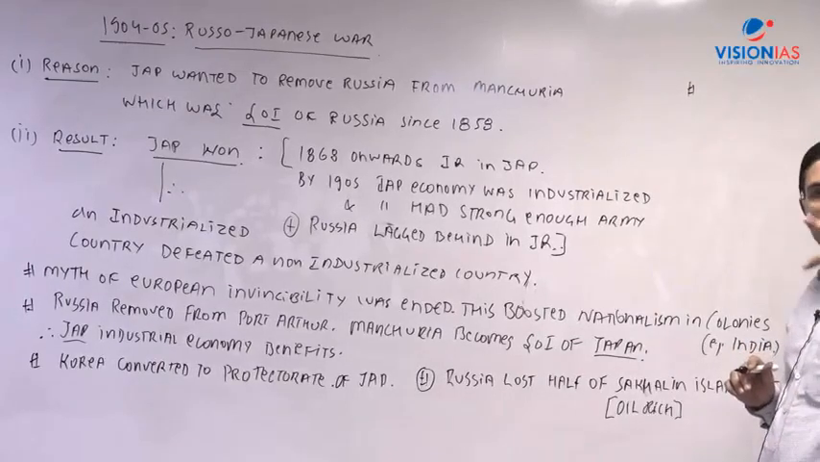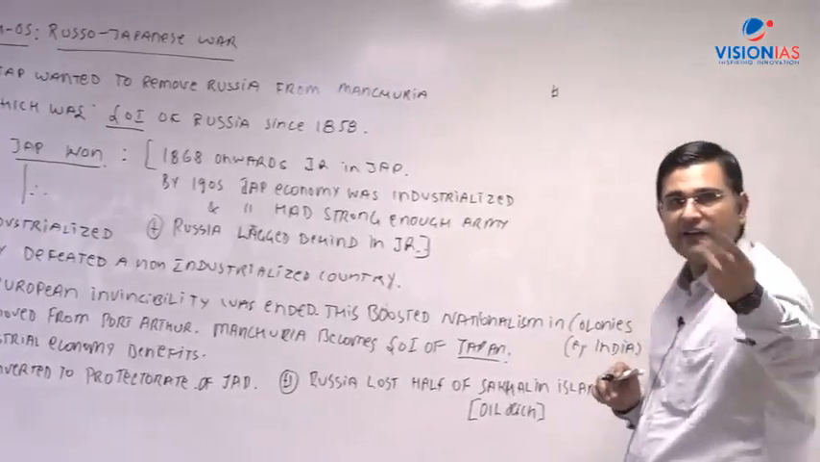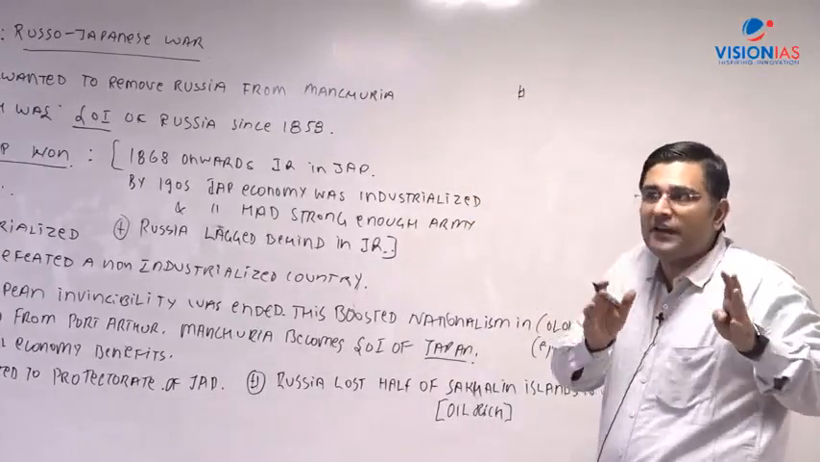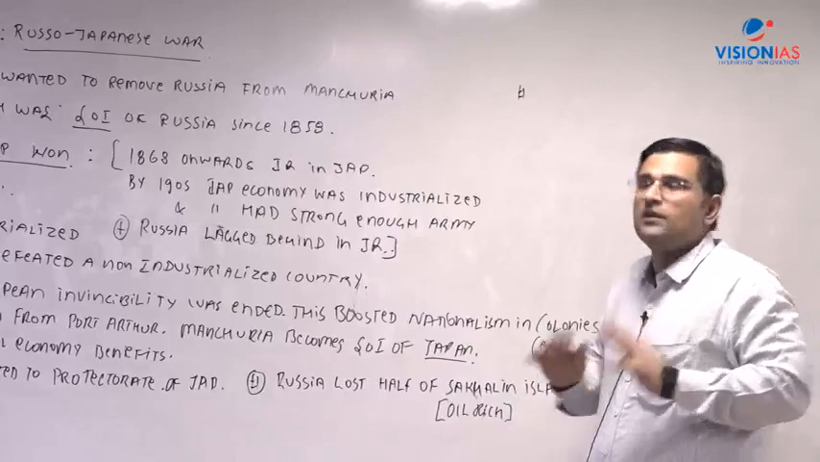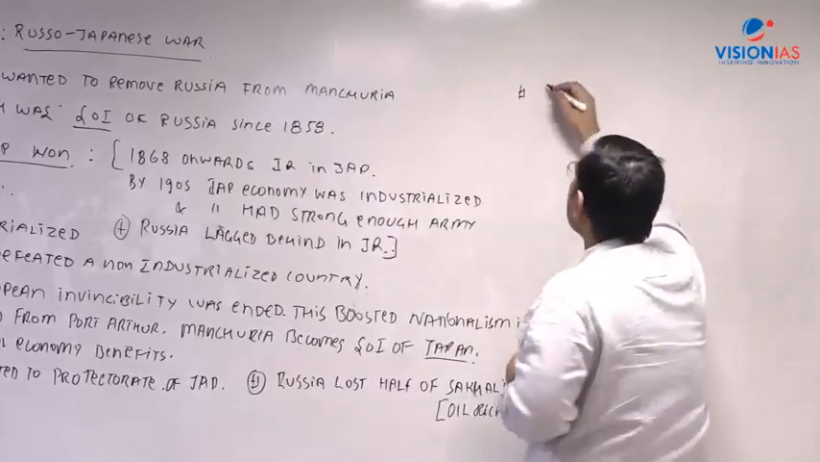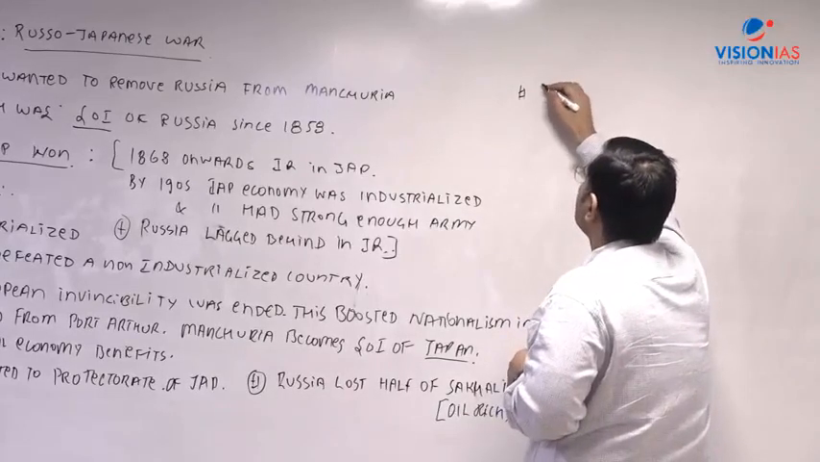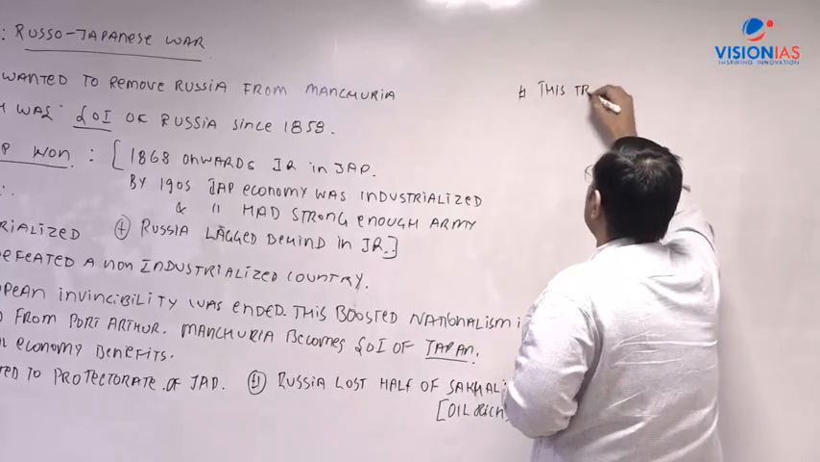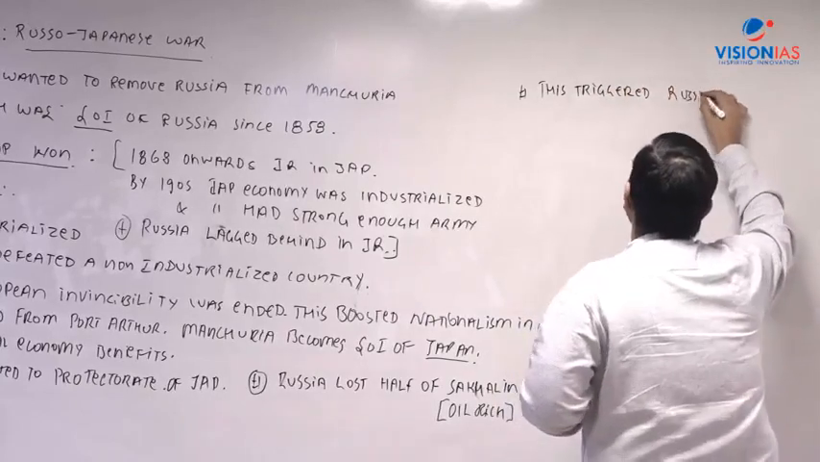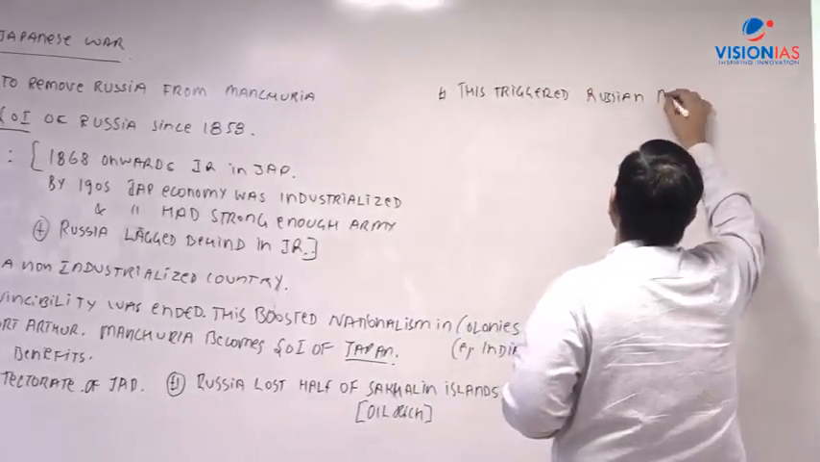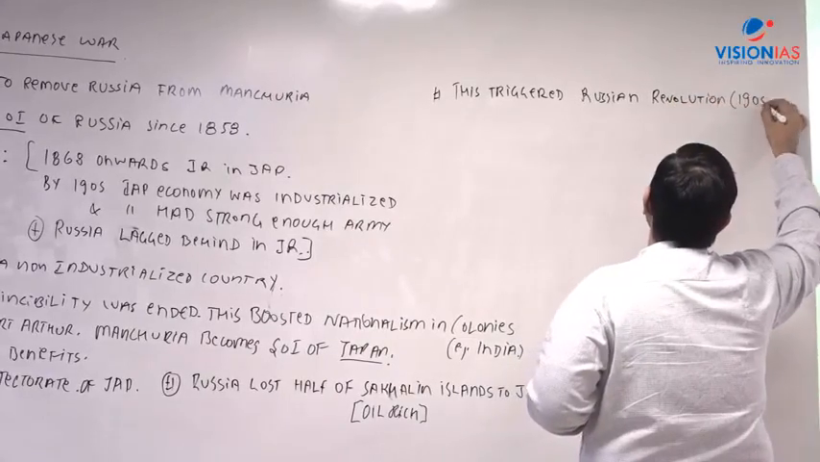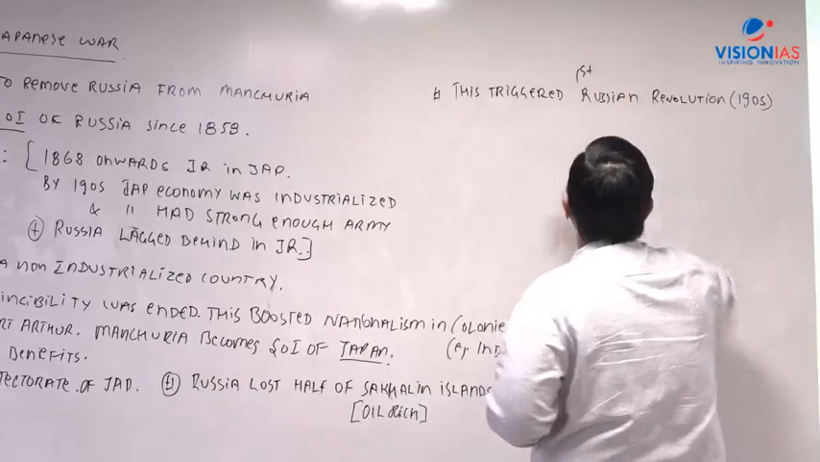So basically what happens, this thing you remember, wars are costly, and because of nationalism it is a double-edged sword. As I mentioned earlier also, if today India fights a war with Pakistan and India wins, Modi ji will stay in power forever. But if India fights a war with Pakistan and India loses, Modi ji will go out of power. That is how nationalism operates. So 2-3 things are there. Basically, this triggered the Russian Revolution of 1905. This is the first Russian Revolution of 1905.